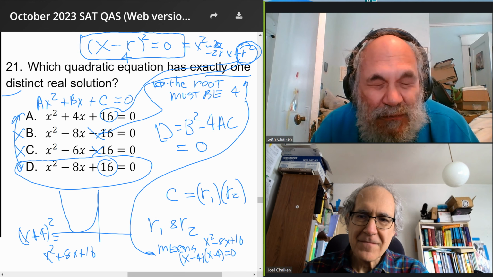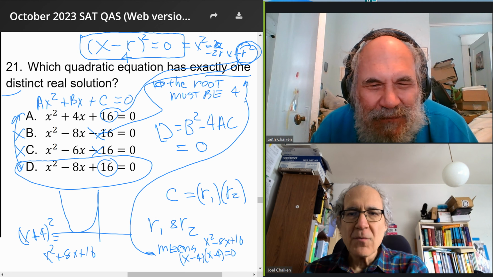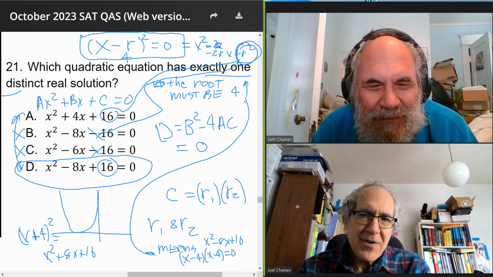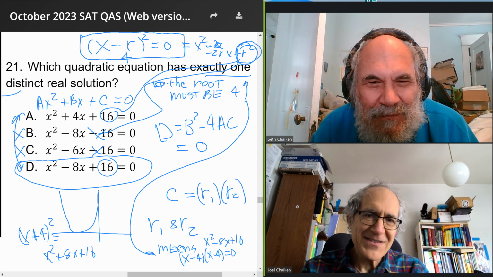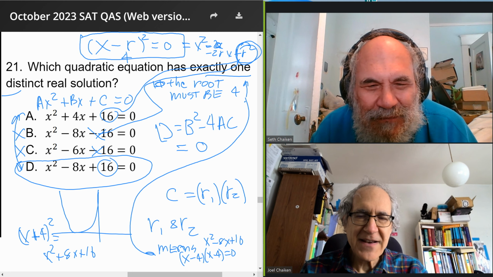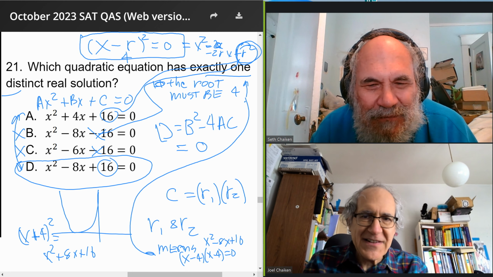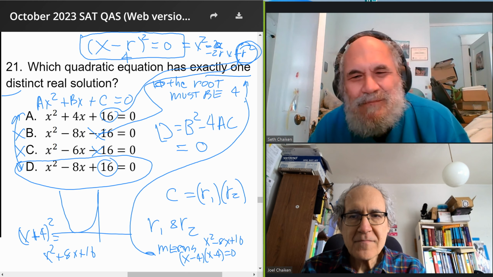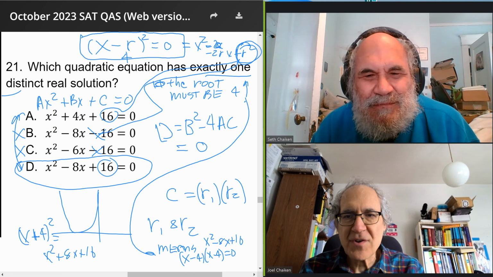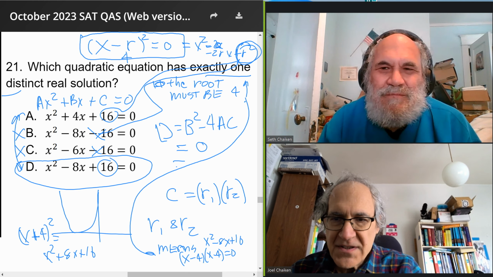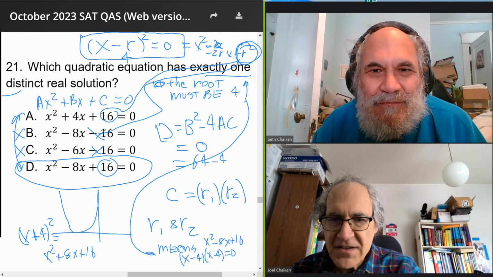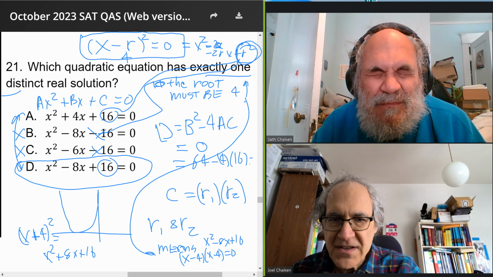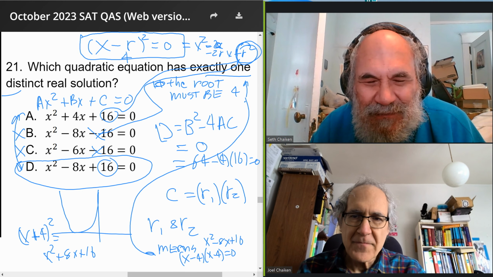Wow, so there are really a lot of ways to do this. Quadratics generally have multiple ways of doing the problem, which is, I guess, good. Different aspects, different lenses that you could look at the problem through. And if you take the discriminant D, you see that it's 64 minus 4 times 16, which is indeed 0.